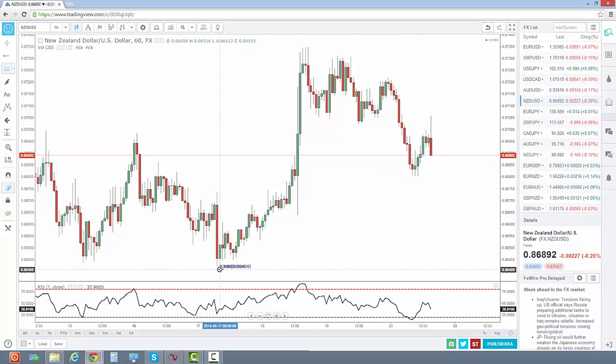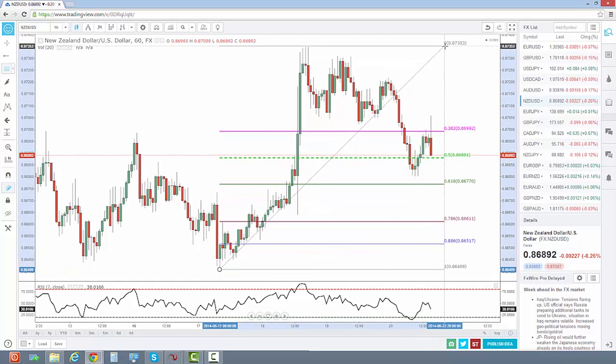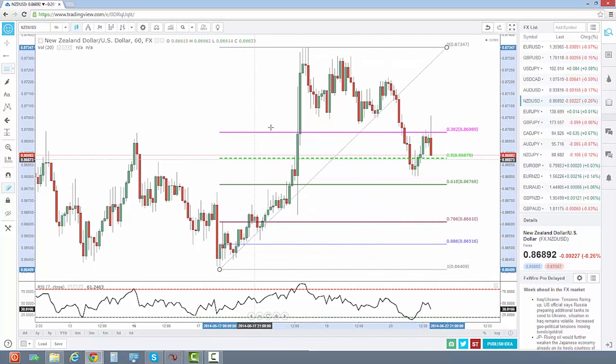So we go swing low to swing high, and we're going to draw a Fibonacci level from the last leg of the move. And we can see it coming right down into that 50% retracement. That's pretty good. Look left.